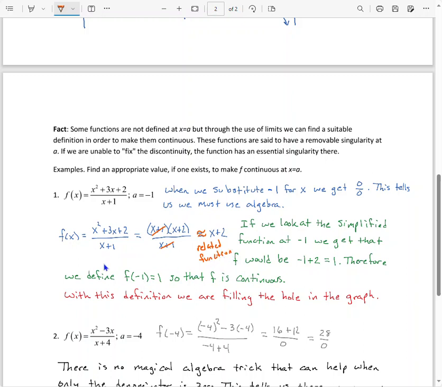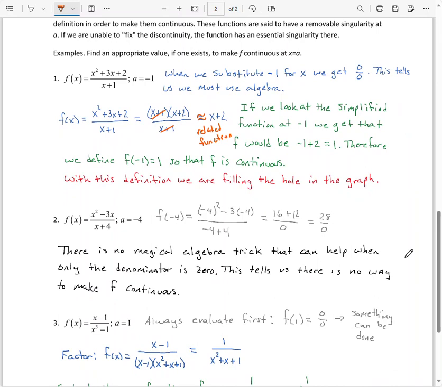And what that means is f of x behaves just like the function x plus 2, except at a equals negative 1. So this is the function that we're looking at, but using algebraic simplification, we could find a related function. And if we look at this simplified function here, and we put in negative 1 plus 2, we get 1. So if we define f of negative 1, which does not exist, to equal positive 1, what we're going to do is fill that hole like we did on that first example up here. With this definition, we're filling the hole in the graph, literally.